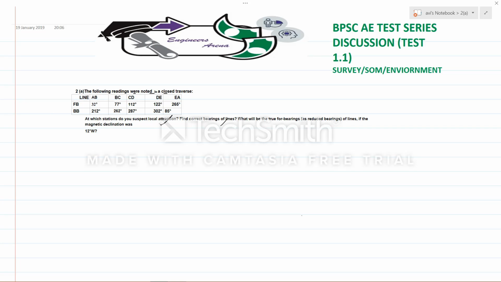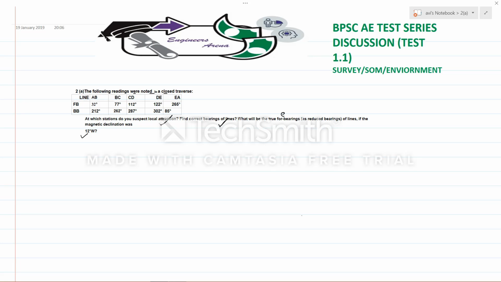Find the correct bearing of the lines. What will be the true fore bearings? We have to write the true bearing as reduced bearing, if the magnetic declination is 12 degree west. So at first we must know at which station there is local attraction. Then we will calculate the correct bearing of the lines where we suspect local attraction, and then we will calculate the true bearing as reduced bearing of the lines if the magnetic declination is 12 degree west. Okay, so let us begin.